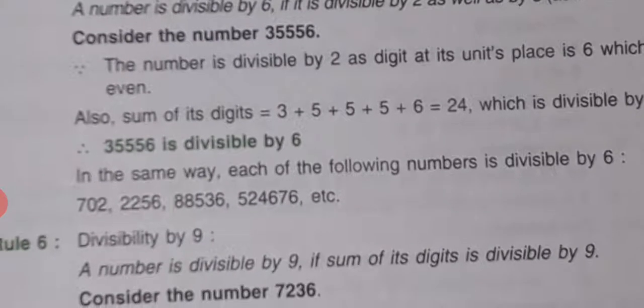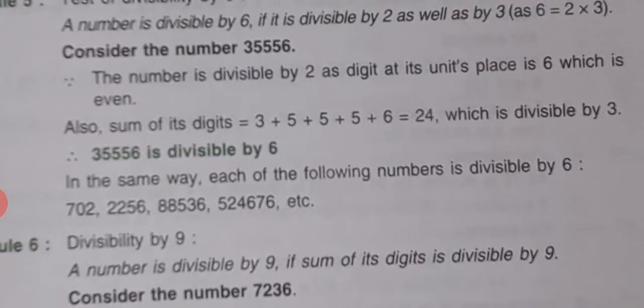Coming to another example, 702. You can see here the last digit is 2. So obviously we can say it is divisible by 2. And the sum of the digits 7 plus 0 plus 2 is equal to 9, and 9 is divisible by 3. So the number 702 is divisible by both 2 and 3. That means it is divisible by 6. Other examples are given. You can check whether they are divisible by 6 or not by this process.